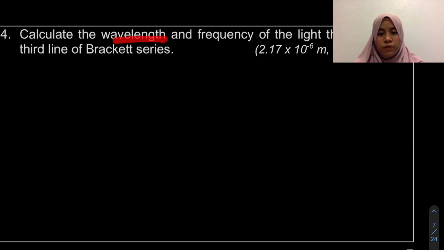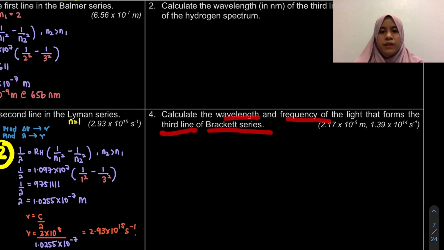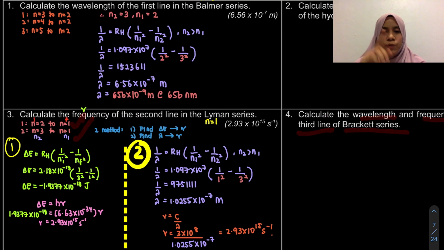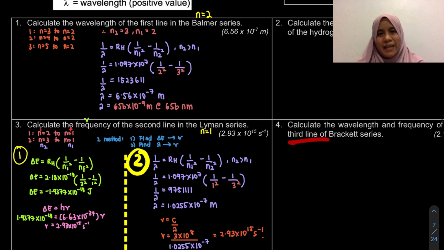So example 4, I believe you could try yourself. Yang third line of bracket series tu, cubalah buat from what N to what N. So that's it.